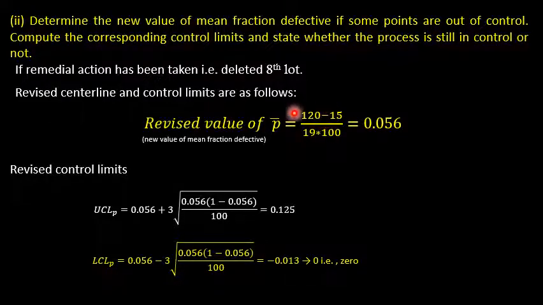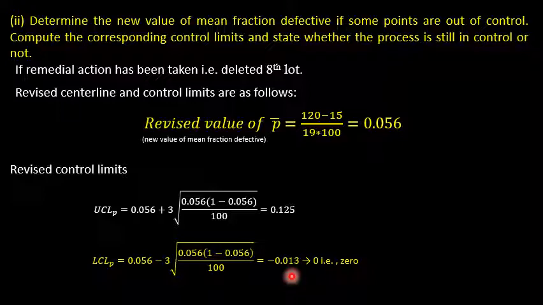So we simply calculate like that: the previous old summation d, that is 120, minus the value of the 8th lot, that is 15, so 120 minus 15. Now we have 19 samples instead of 20, so we use m equal to 19 multiplied by 100, and we get the revised value of p bar equal to 0.056. Similarly, we calculate the revised control limits. The upper control limit we get is equal to 0.125, and the lower control limit of the P chart is equal to minus 0.013.